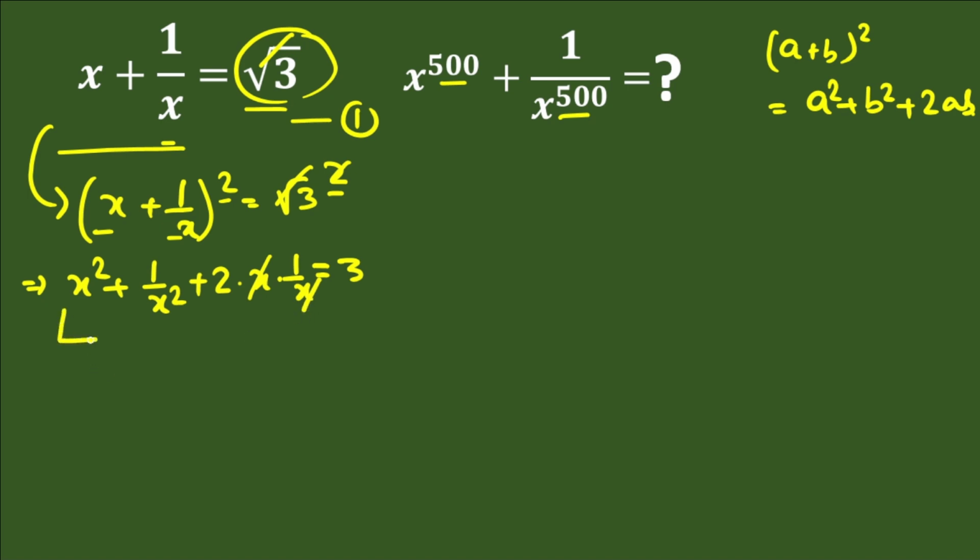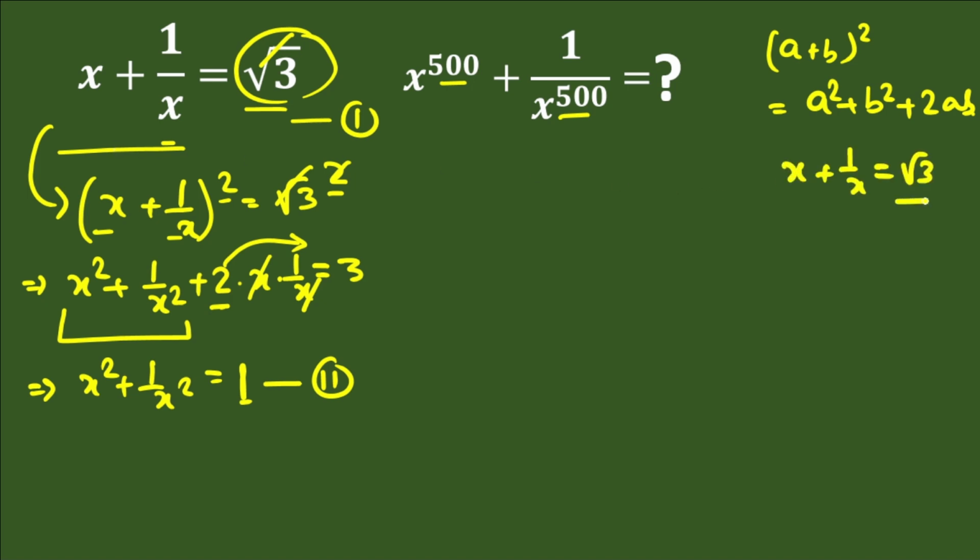Now from here we'll calculate the value of the term x square plus 1 over x square, and that is equal to, here this 2 will go to the right hand side as minus 2. So it is 3 minus 2, which is 1. So the value of this term is 1, and we'll take it as equation 2. Our equation 1 is this, and our equation 2 is x square plus 1 over x square equals 1. Friends, this was step 2.